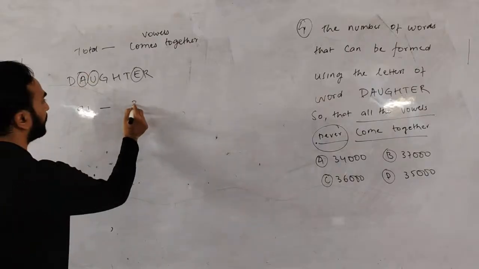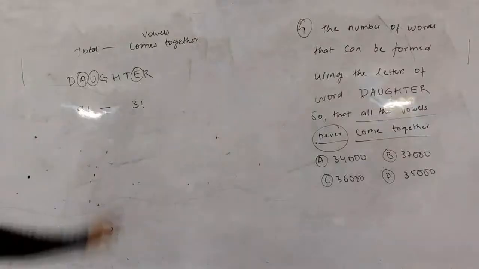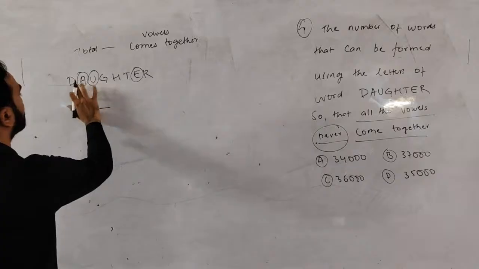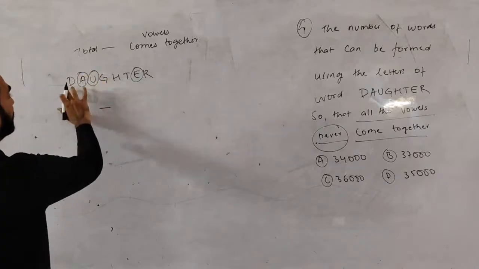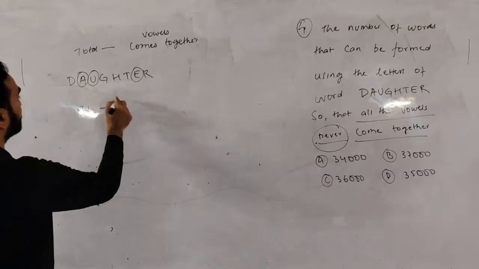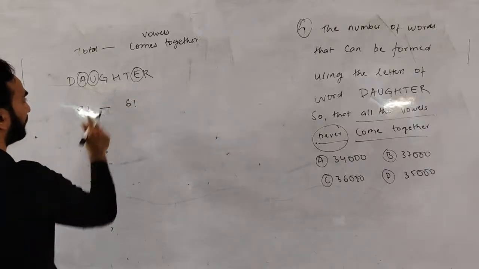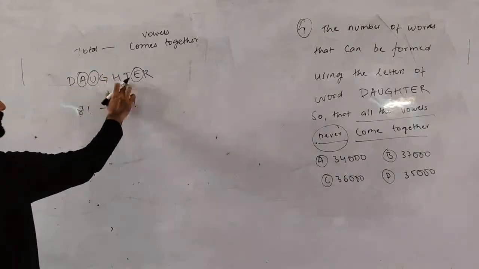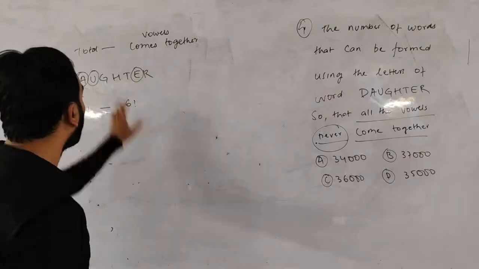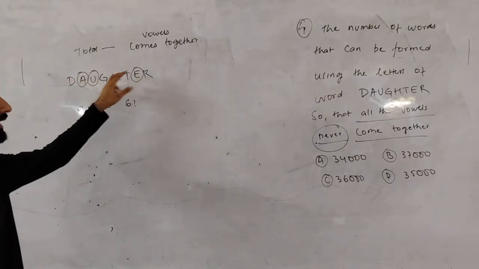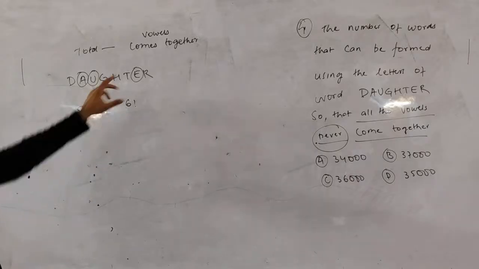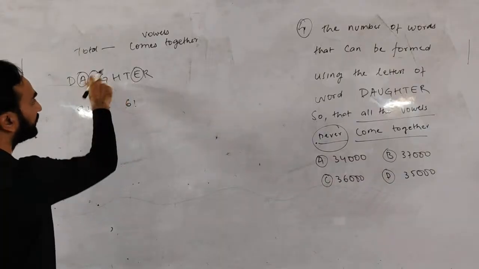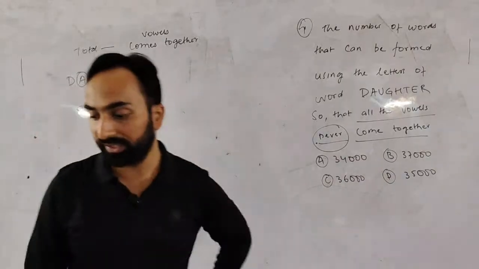If the vowels are together, take these 3 as 1. Then this will become 6 factorial. D is 1, G is second, H is third, T is fourth, and R is fifth, and I am considering A, U, and E as 1 because I am taking vowels come together. So this will become 6 factorial.